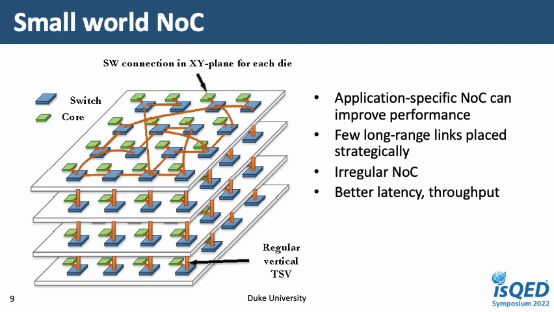Now for the network on chip, here we use a small world network on chip design. In a small world network on chip, the idea is to add a few application specific long range links. This results in an irregular network on chip, but what we see is that small world network on chip tends to perform much better than traditional network on chip designs like mesh or torus. This usually leads to much better latency and throughput, and so we use a small world network on chip design for our CPU GPU based many-core system.